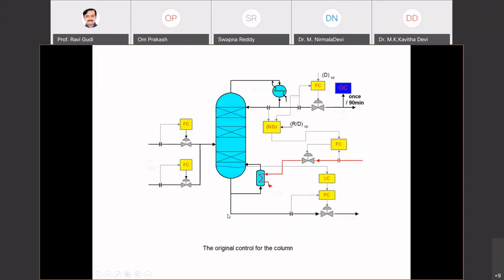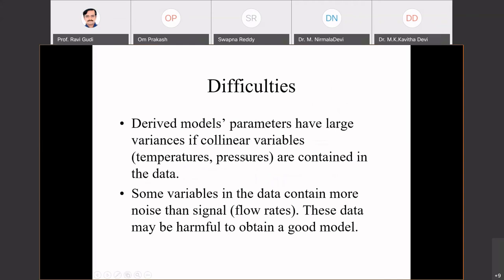I explained to you the X matrix consisting of collinear or dependent columns. Here the X matrix is temperature measurements along all these trays or in the packed bed, and those measurements are typically correlated. And so getting that estimate is not so straightforward. Further, some variables can contain more noise than signal. Now, again, a problem of noise handling, which if not done correctly, can actually throw away all the good work that you have done. So you have to be very careful about this now. Okay? So these were the difficulties.